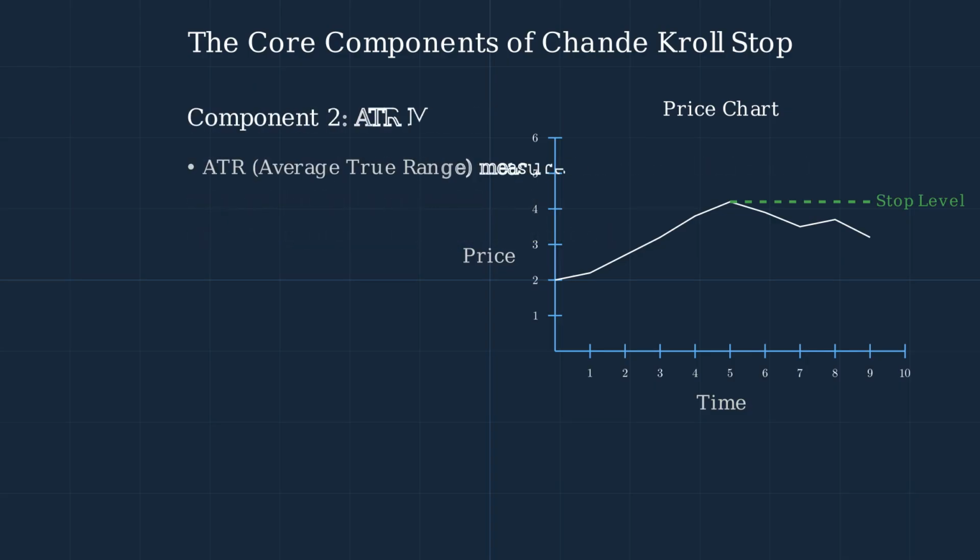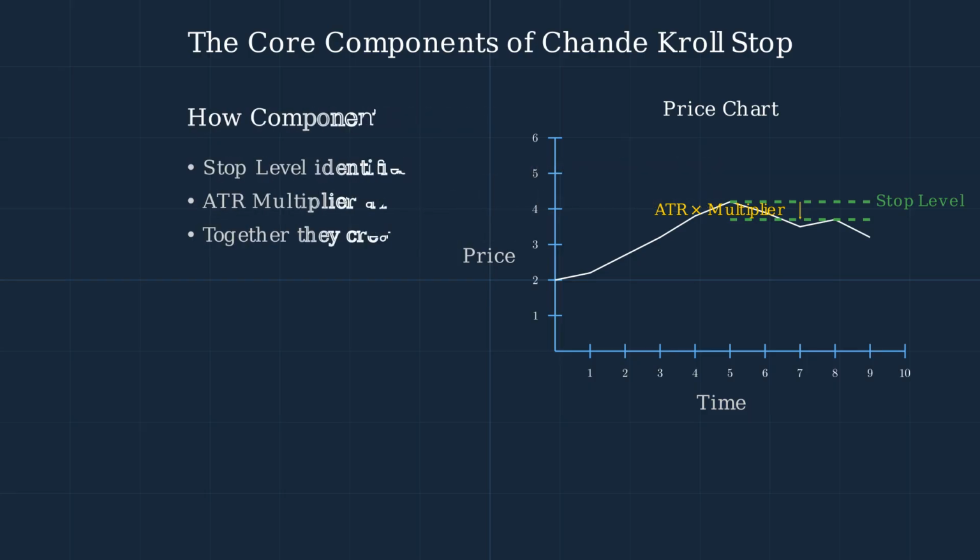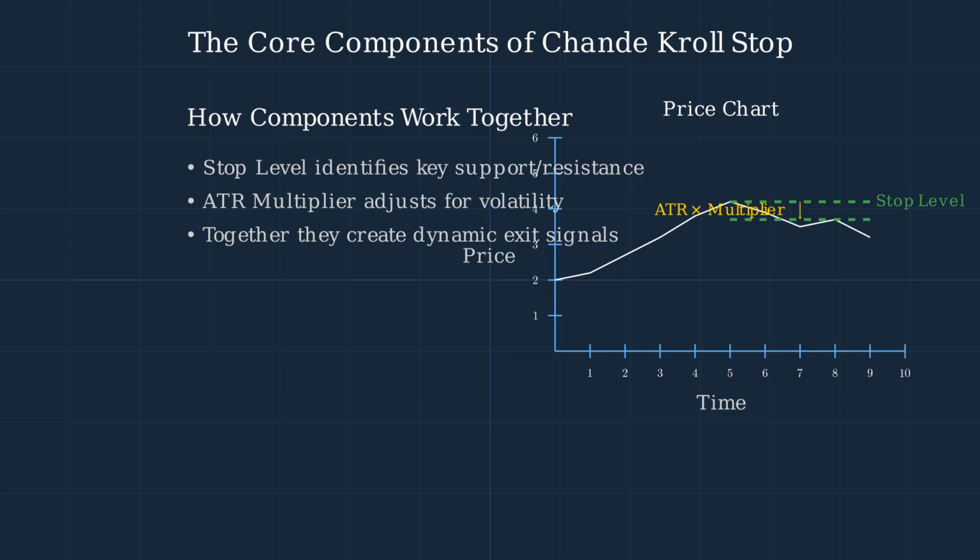The ATR multiplier is the second key component. ATR stands for average true range, which is a volatility indicator. This multiplier adjusts the distance between the stop level and current price based on market volatility. When these two components work together, they create dynamic support and resistance levels that serve as potential exit signals.